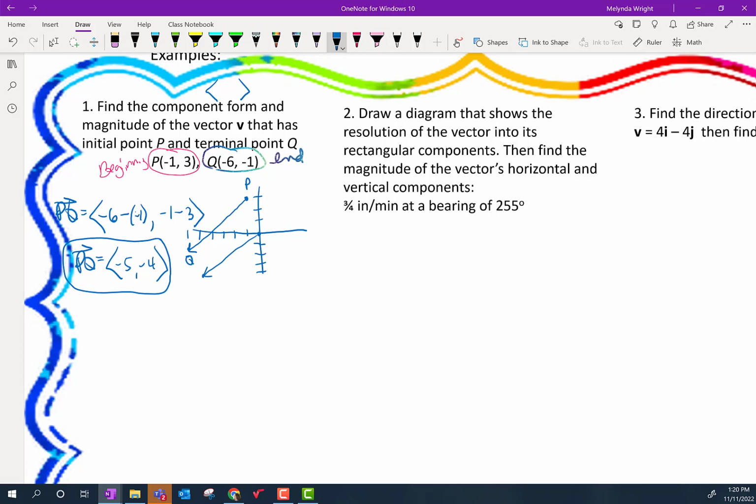Okay, so that's the component form. If I wanted to write that in ij form, we would say PQ equals -5i hat. Oh, he gets his little hat. He's so excited. Okay, minus 4j hat. So this would be writing it in ij form. They mean the same thing. They're just a different way to write a vector. You'll see both types.